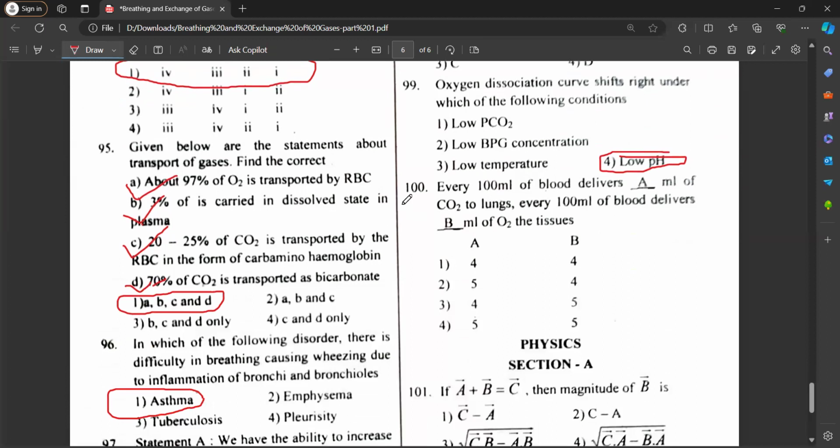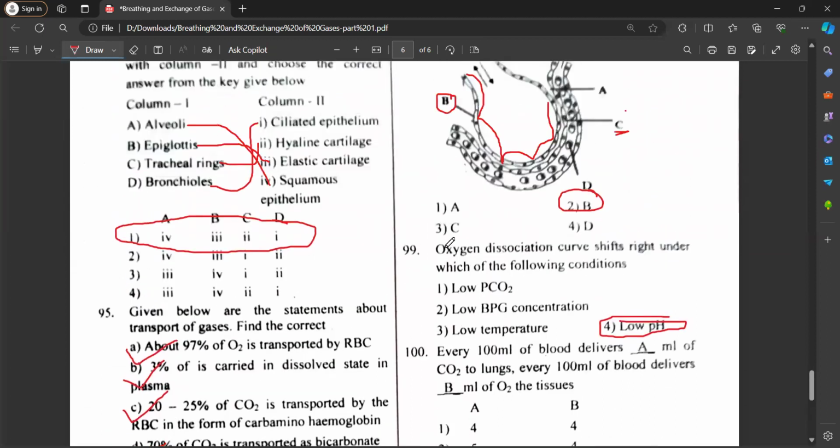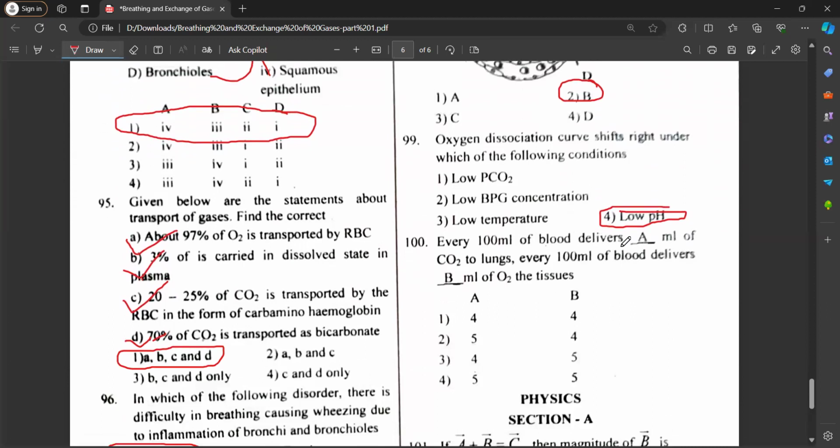Next, last question. Every 100 ml of blood delivers dash ml of carbon dioxide to lungs, and every 100 ml of blood delivers dash ml of oxygen to the tissues. So every 100 ml of blood delivers dash ml of carbon dioxide to lungs, that is deoxygenated blood, so it is 4 ml, and this is the oxygenated blood, that is 5 ml. Therefore, the third option is going to be the correct one.